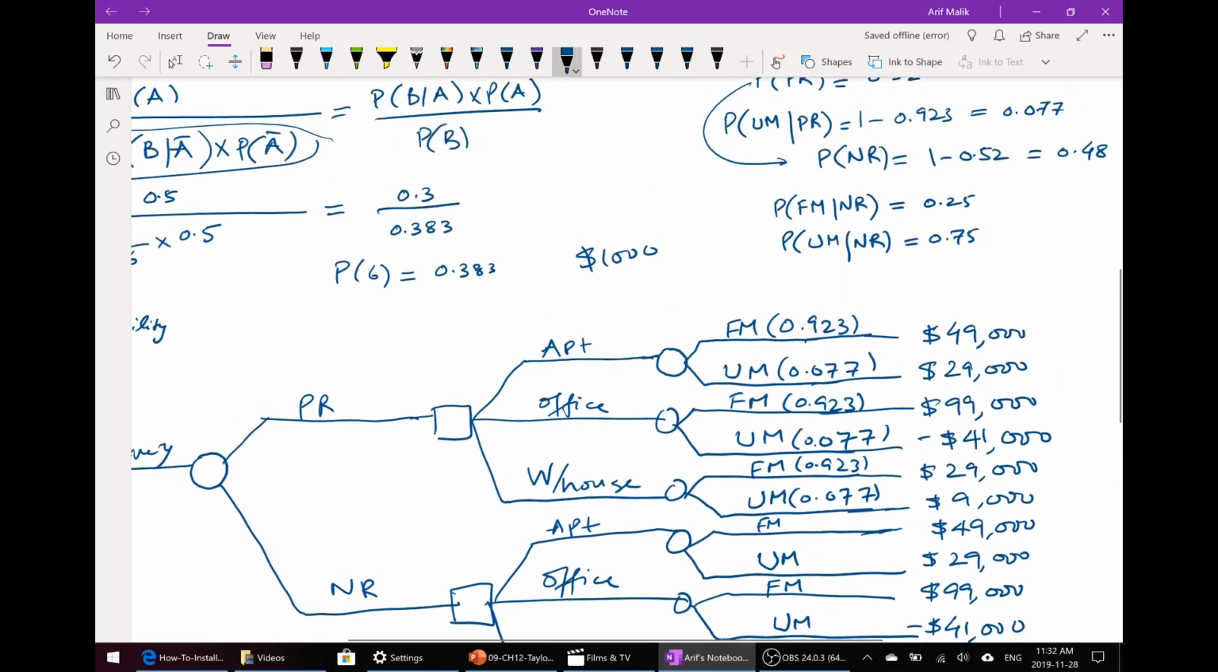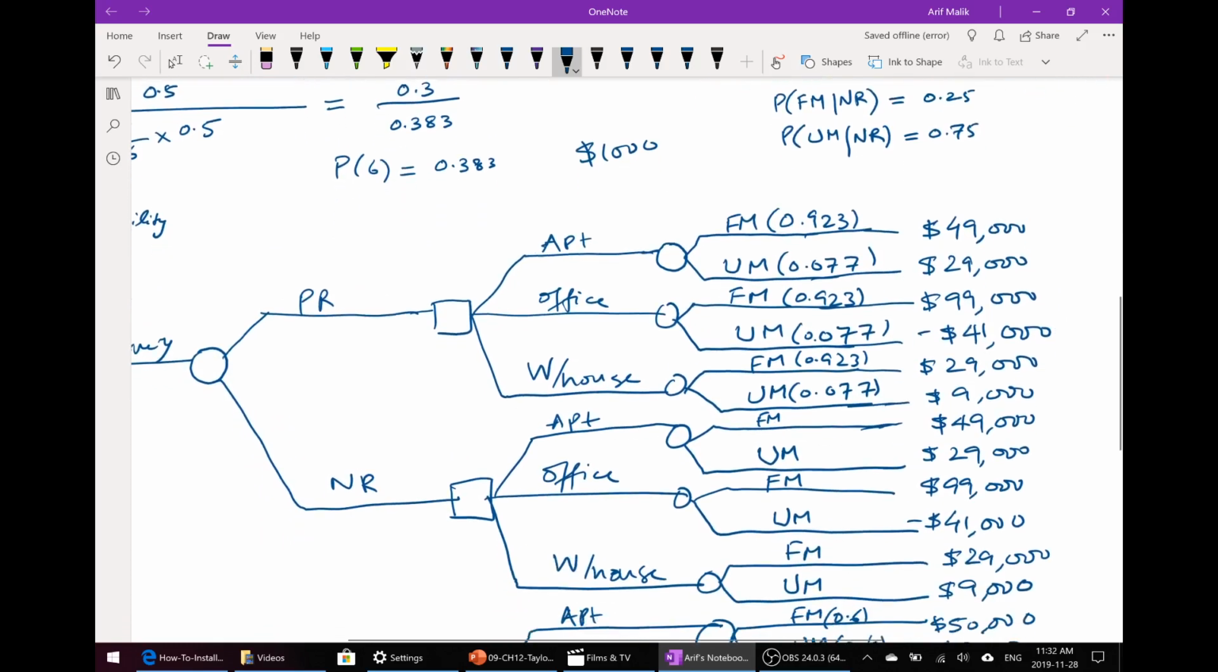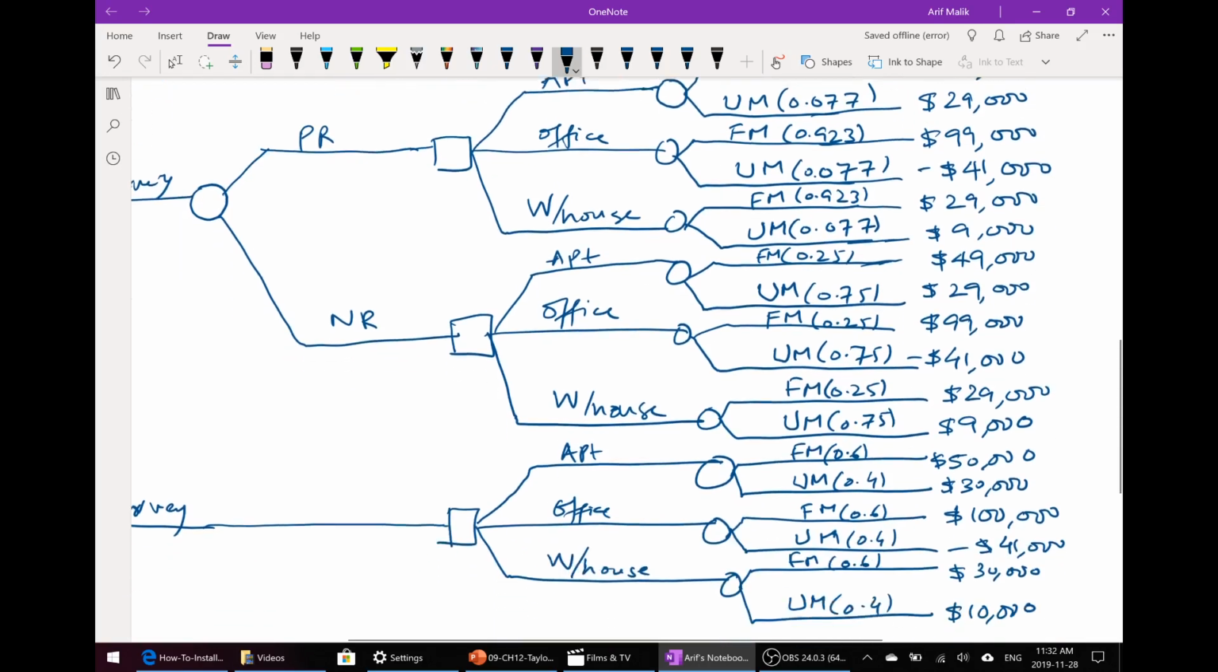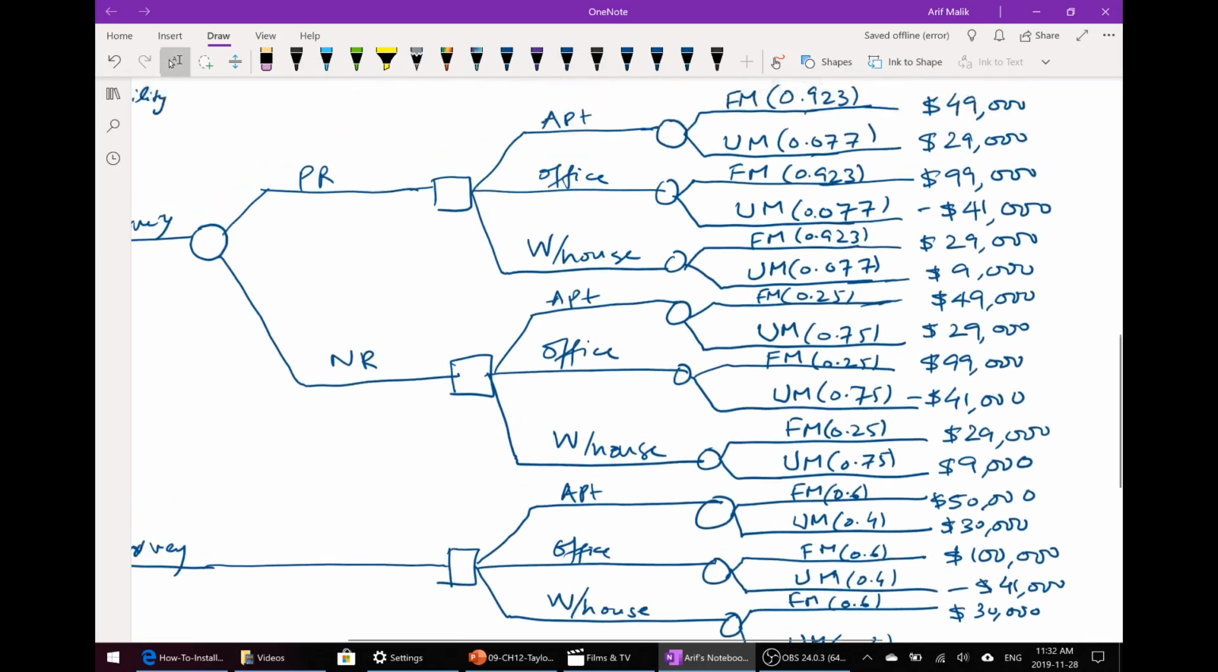And then what is the probability of favorable market given the negative report has come? We already have this one: favorable market given the negative report has come is 0.25. This is 0.25 and this is 0.75. 0.25 and 0.75, 0.25 and 0.75. All right. So our decision tree is now completed.